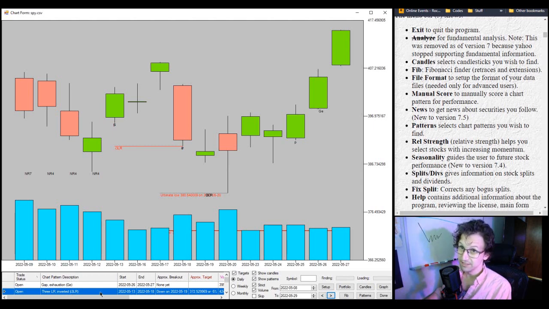Now this 3 inverted, what is that? I can't even read the abbreviation. This is a 3LR. What does that mean? Oh man, I'm going to have to look that up. Some of these abbreviations are hard. Open narrow 4 is another open trade here with an approximate target of 427.